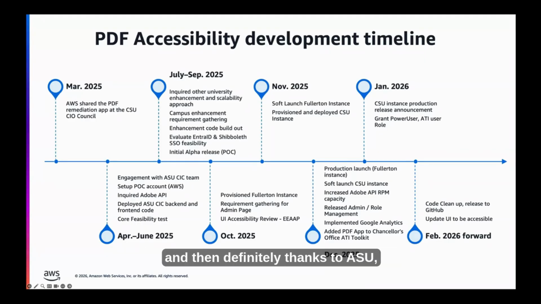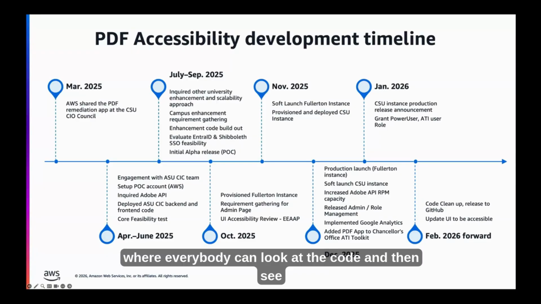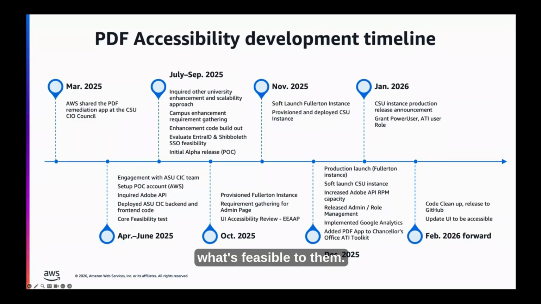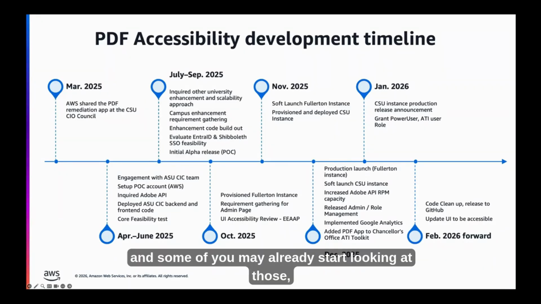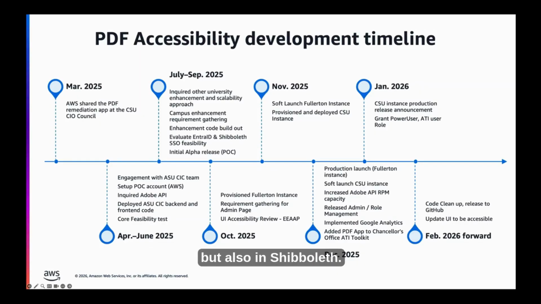The good thing about this, and definitely thanks to ASU, thanks to AWS, is making this open source where everybody can look at the code and see what's feasible for them. So for us, from a CSU perspective, we started looking at SSOs. The good thing about using AWS is within Cognito, and some of you may already be looking at those, there are many plugins that you can use. Single sign-on is something you can configure within Cognito, not just from an Entra ID perspective, but also in Shibboleth.